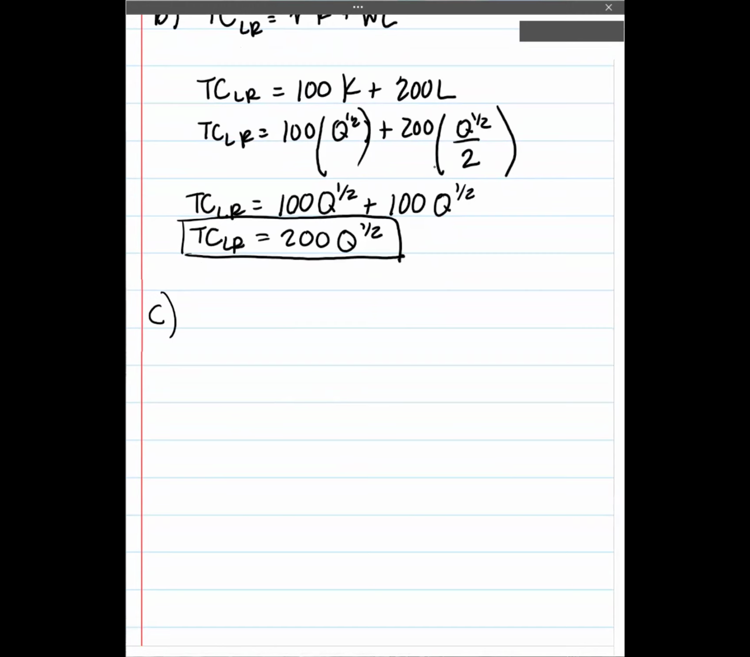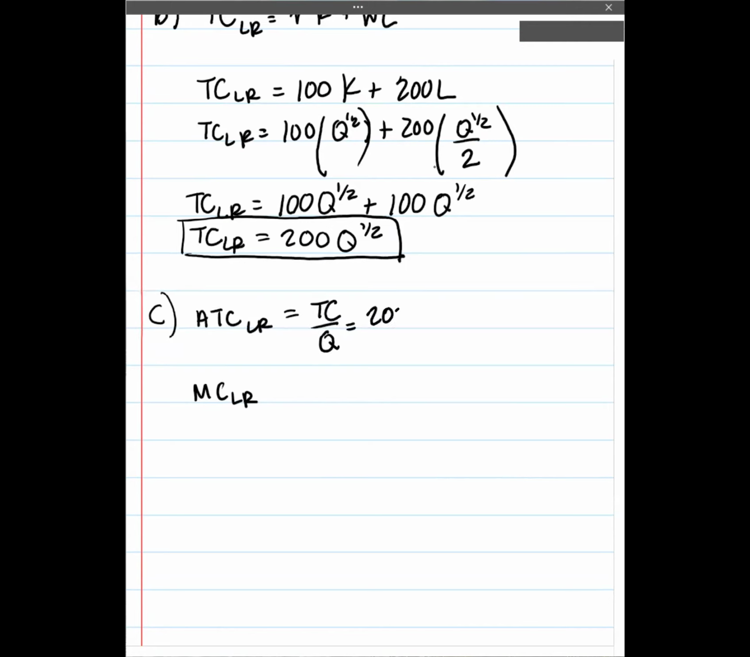For part C, we want to find the firm's average total cost in the long run, as well as their marginal cost in the long run. We're not going to find average fixed costs because there are no fixed costs in the long run. And similarly, we're not going to find average variable costs because all costs are variable costs in the long run. Okay. So to find average total cost, we're going to divide total cost by output.